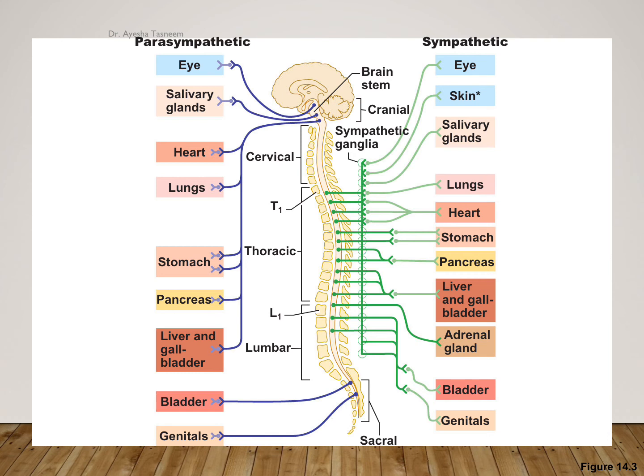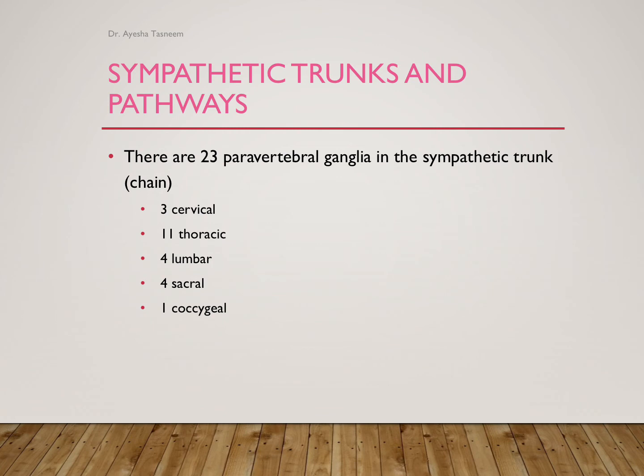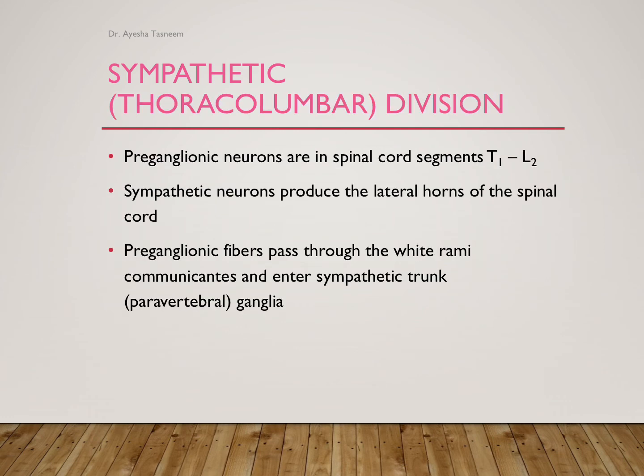This is the sympathetic and parasympathetic regions. This is the sympathetic trunk and pathways. There are 23 paravertebral ganglia in the sympathetic trunk: 3 are cervical, 11 are thoracic, 4 are lumbar, 4 sacral, and 1 coccygeal. These ganglia are the sympathetic ganglia. The sympathetic ganglia are in the thoracolumbar region, and they are preganglionic.